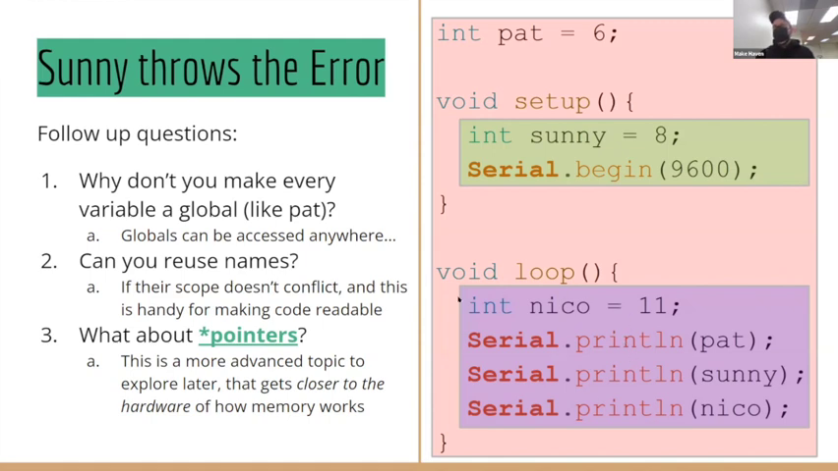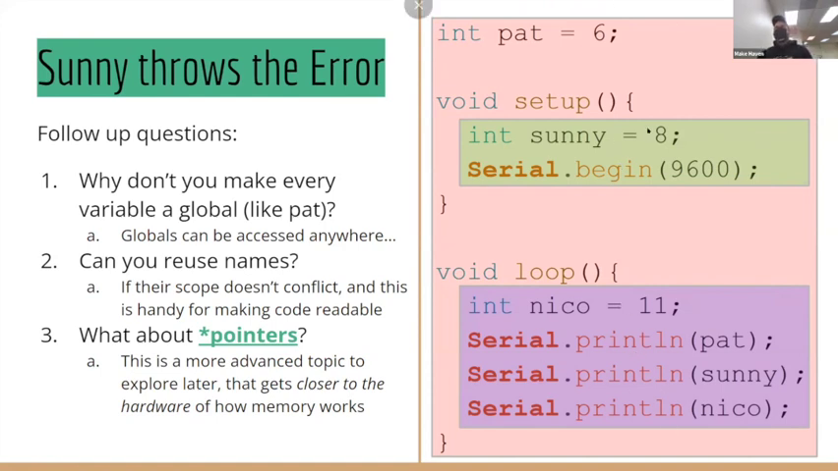Also, Nico lives inside this sort of purplish box in the code here. Nico starts inside the loop and ends inside the loop, and you can't access Nico outside of that purple area. Pat, however, is up here and is a global variable. That's the category that we put those in. Pat's a global variable. Pat is number 6. And so Pat could be accessed anywhere that's inside of this pink area, and that includes the green and the purple area.